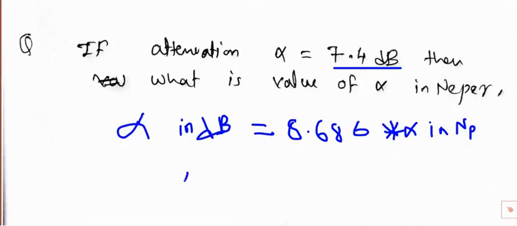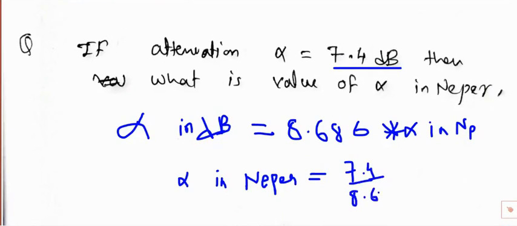Anyone answer? So alpha, attenuation in Neper. You must keep a calculator while attending lecture. Very good, 0.85. So 7.4 divided by 8.686, its value comes out as 0.85.